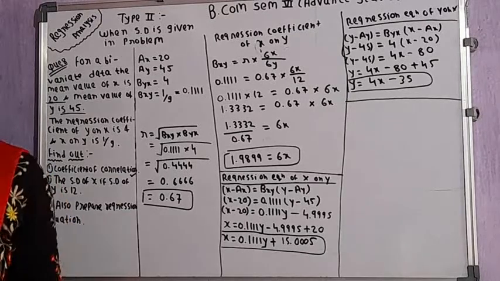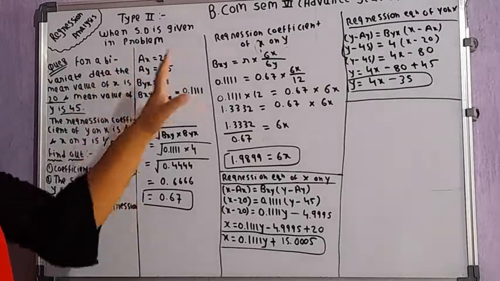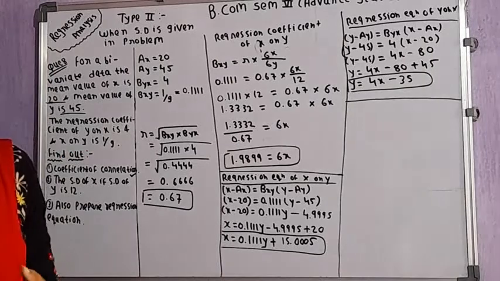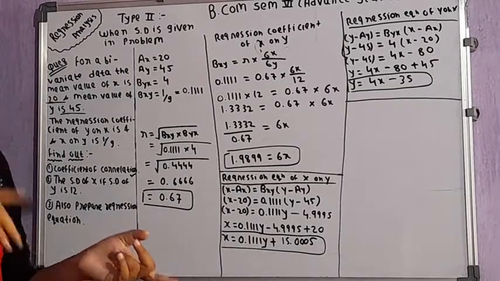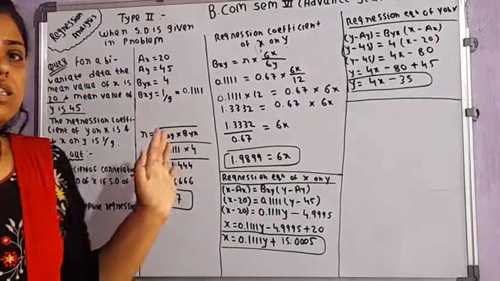So what is the new thing that we have learned in this problem? We have learned to calculate standard deviation of x or standard deviation of y when the standard deviation of one variable is available. So this way, we have completed this problem over here.